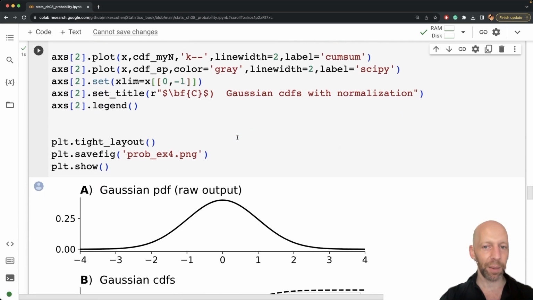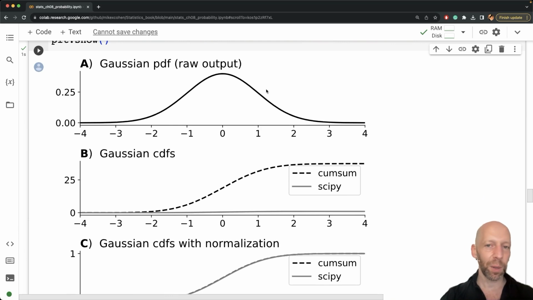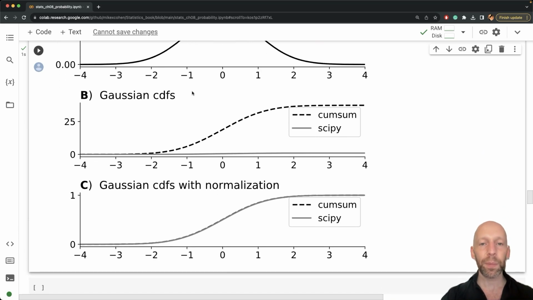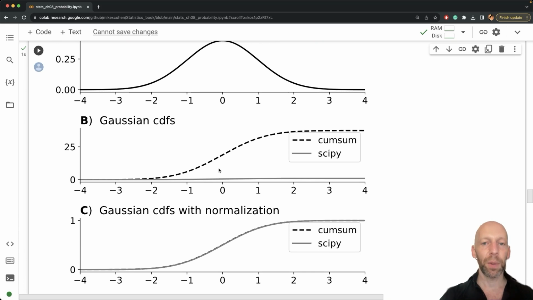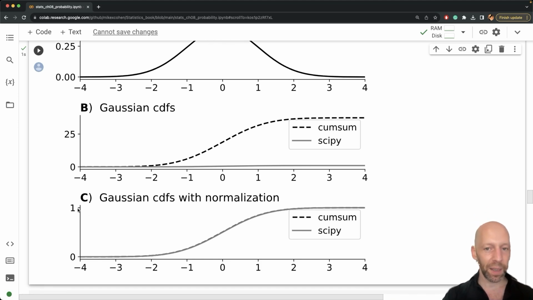Okay, so now let's have a look at these graphs. So this one's not so interesting. This is the raw PDF. These two I showed before. So now the key take-home message here is that when we normalize the PDF and take its cumulative sum, that gives us the true CDF. You can see that it has a maximum value of 1, which is part of the definition of a CDF. So it goes up to 1. That's clearly not the case here when we take the cumulative sum of the raw PDF output.